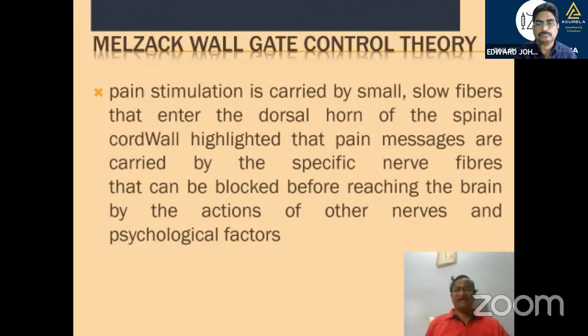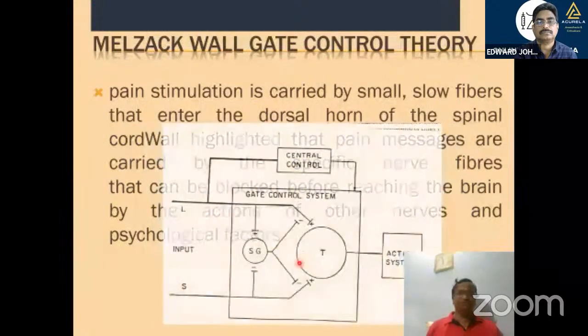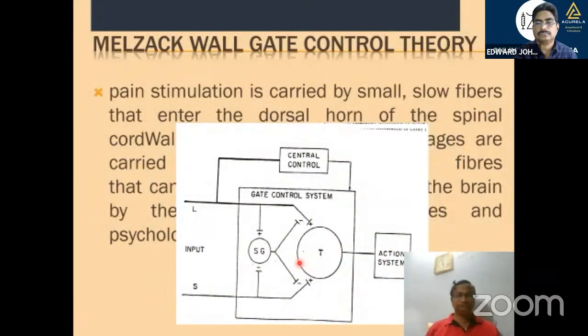We will go to the Melzack-Wall gate control theory. Pain stimulation is carried by small slow fibers, which we have already covered, the A delta fibers. We are not targeting A alpha or anything else. Specific nerve fibers, okay. Now, the small fiber here is transmitting pain, and the patient is having pain.